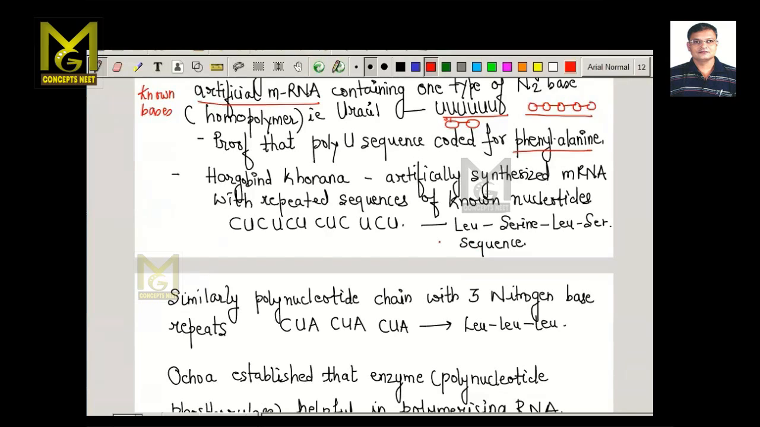It was Har Gobind Khorana who again artificially synthesized messenger RNA, and in this case he used some different sequences, and he received a Nobel Prize for this. Har Gobind Khorana, of Indian origin. He used this sequence, that is CUC, UCU. Again, he repeated this CUC and UCU. Such types of sequences were used by him.